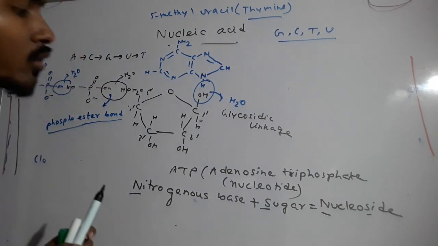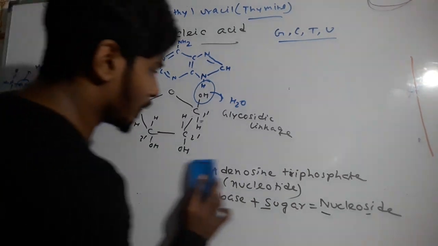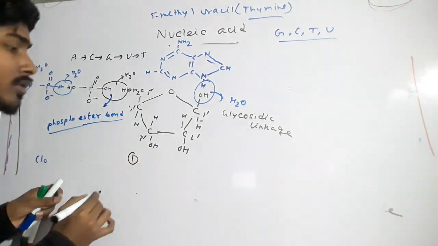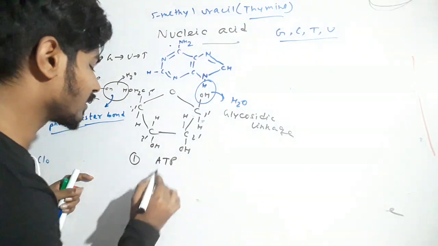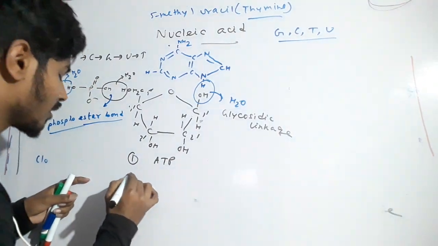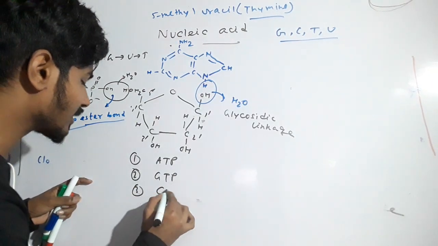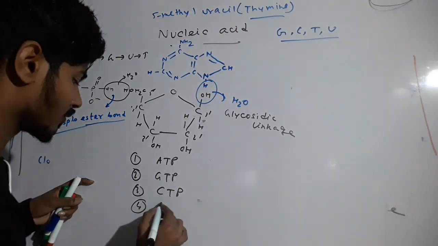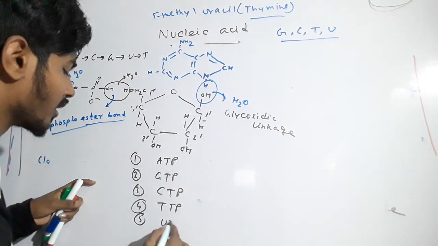So how many nucleoside triphosphates are there? There are many types of nucleoside triphosphates: ATP, adenosine triphosphate, guanosine triphosphate, cytidine triphosphate, thymidine triphosphate, and uridine triphosphate.